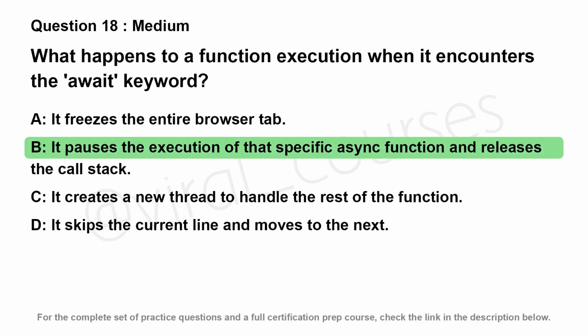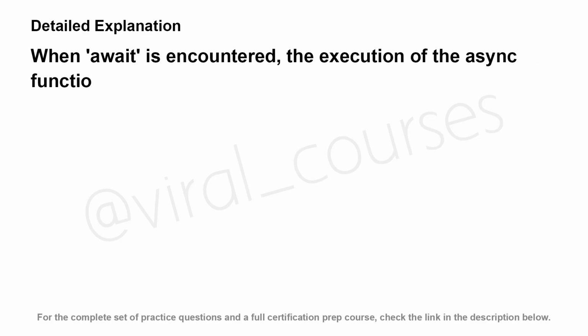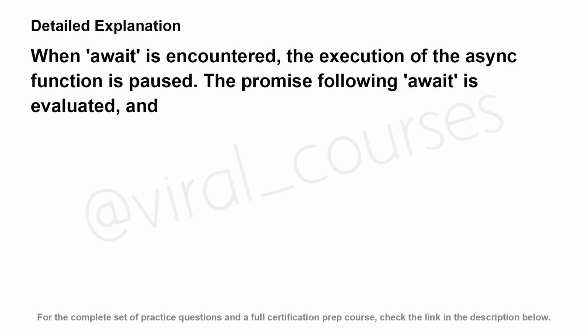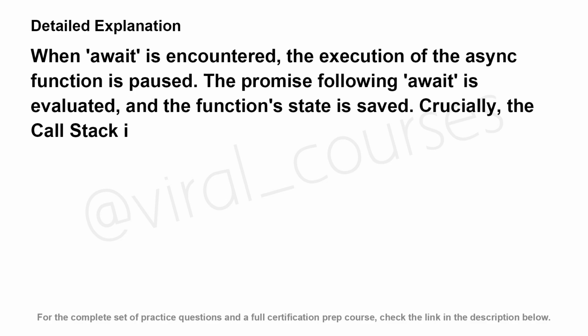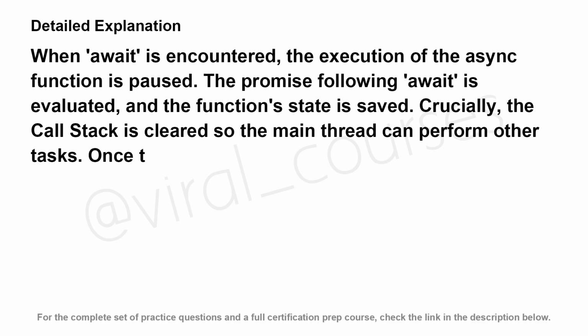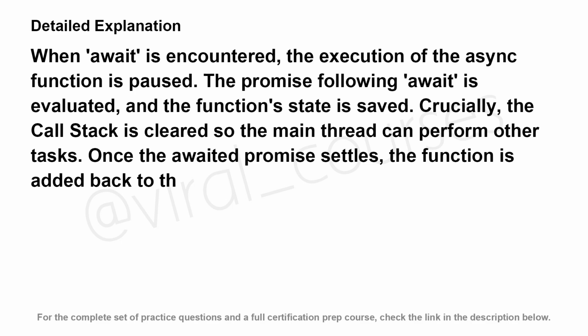The correct answer is B. When await is encountered, the execution of the async function is paused. The promise following await is evaluated, and the function's state is saved. Crucially, the call stack is cleared so the main thread can perform other tasks. Once the awaited promise settles, the function is added back to the microtask queue to resume.